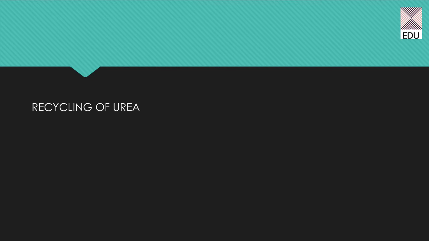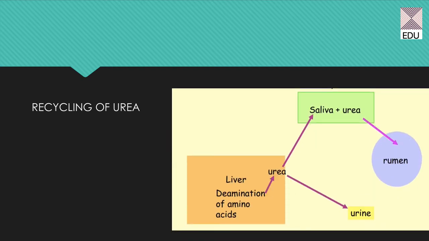Okay, now this is again a very important part in the ruminant stomach. This is the recycling of urea. As we have studied, urea is formed in the stomach of these ruminants. So now we have to see how it is recycled. Okay, now we have to see this diagram. This is a very simple diagram.